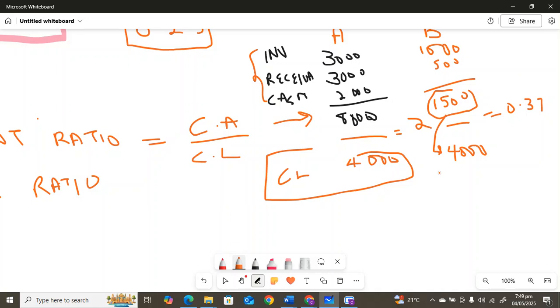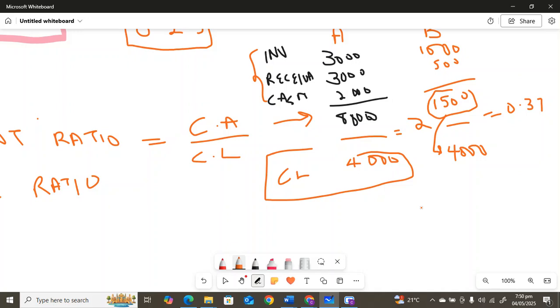Okay, and as you can see, company B doesn't even have cash. If it sells all its inventory and collects all the money from the receivables, they're still going to be owing. So it means that company is not in a good position, because currently it cannot cover its current liabilities with its current assets. It now might need to go and start borrowing.